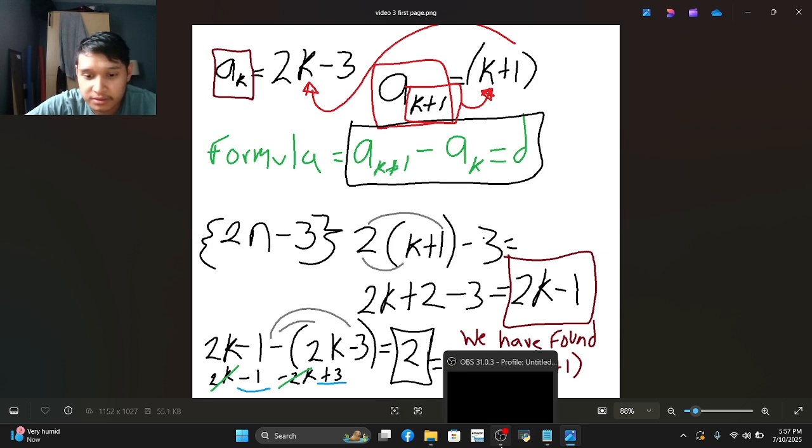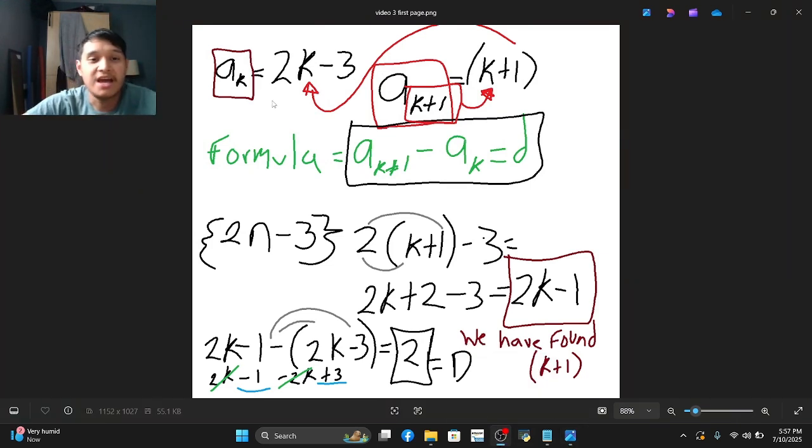Okay, so now we have a sub k is equal to 2k minus 3, and the formula is a sub k plus 1 minus a sub k equals d. Now I want you to see something: we are going to replace a sub k and a sub k plus 1. That's the only thing that we're going to do.